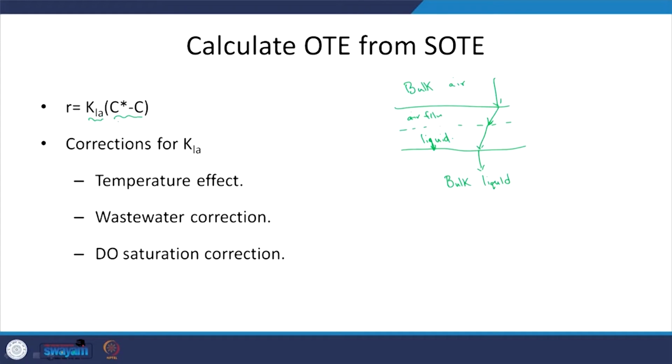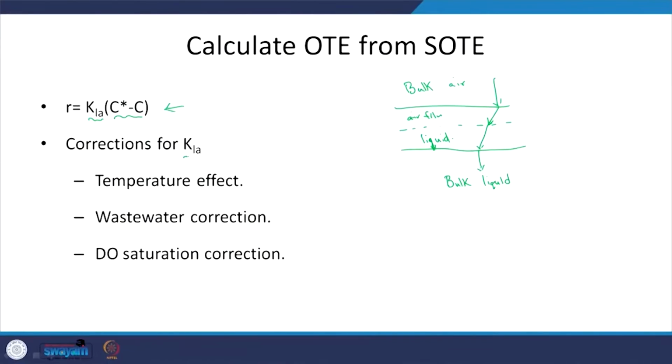In which cases will you have greater transfer? Think of this: if my water has no oxygen and there is oxygen in the air in contact with this water, then the greater the difference between the concentration in the water and the concentration that can be in the water at equilibrium, the greater the driving force. The lesser the difference, the lesser the driving force. That is where this comes from, and KLA will depend upon temperature. We have to correct it for wastewater and for DO saturation also, but we will look at that. That is something to keep in mind.